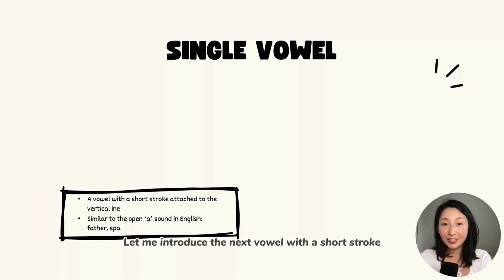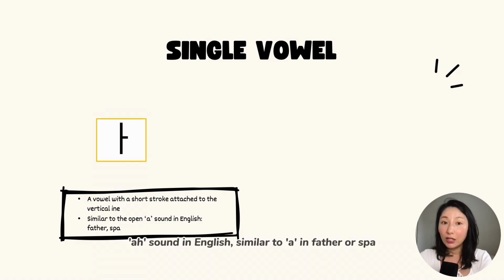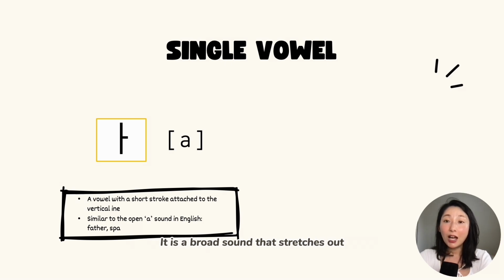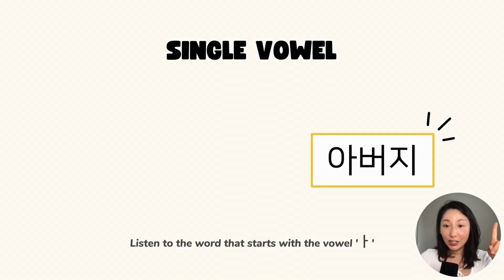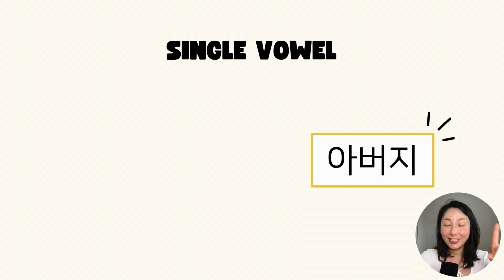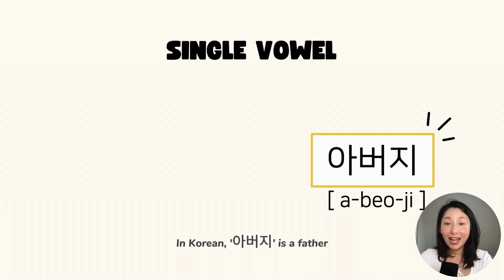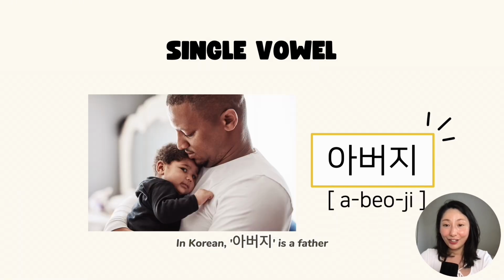Let me introduce the next vowel with a short stroke attached to the right side of the main line. The vowel a in Hangul echoes the open a sound in English, similar to a in father or spa. It is a broad sound that stretches out just like a relaxing sigh. Ah. Listen to the word that starts with the vowel a. 아버지, 아버지. In Korean, 아버지 is father.